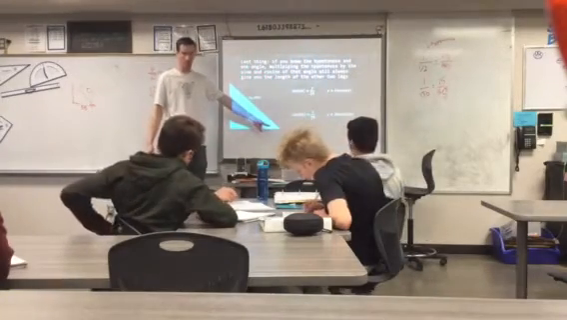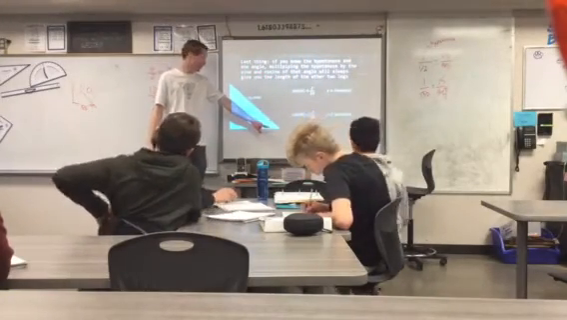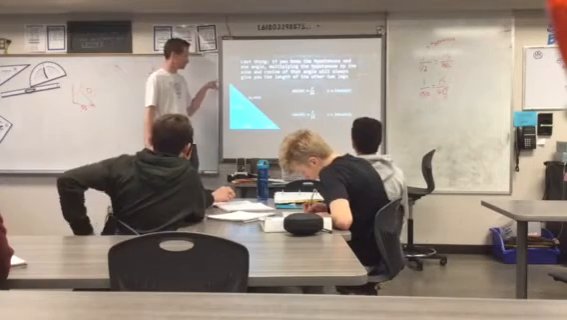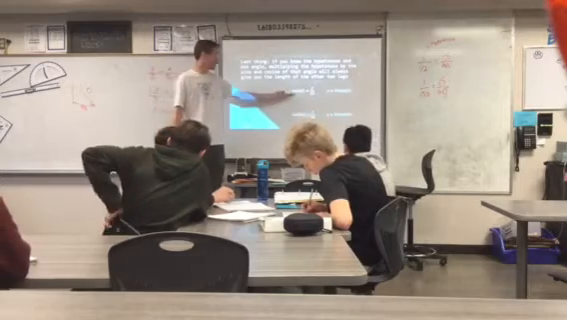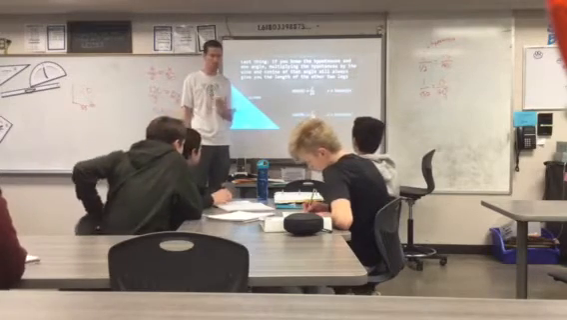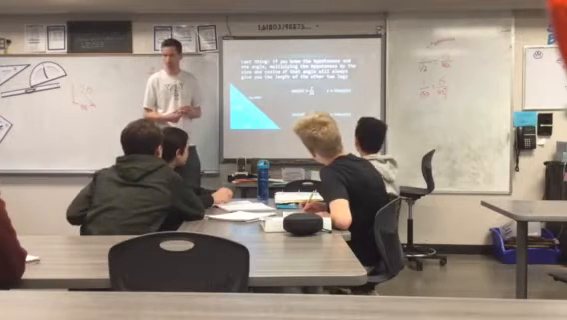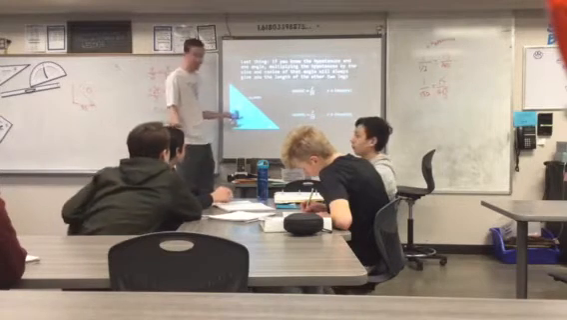Okay, so here's 64. What's opposite 64? Which side is opposite 64? Y. What's the hypotenuse? 24. So sine of 64 has to equal y over 24, right? So what's y? Y is 24 sine 64.